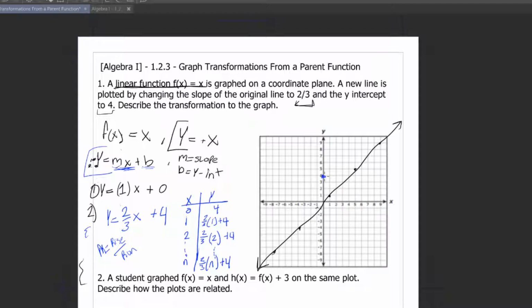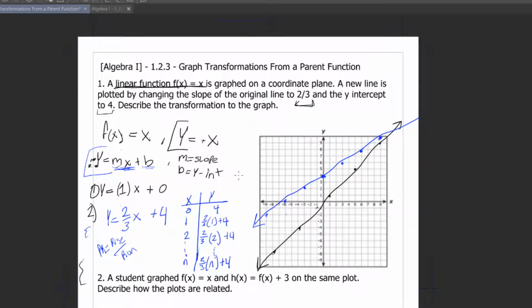So we start at 0, 4. We rise 2, and we go over 3. Rise 2, go over 3. Rise 2, go over 3. Same thing going the other direction: rise negative 2, go over negative 3. Then we plot this line. And if this were to keep going, it would eventually cross somewhere over there.